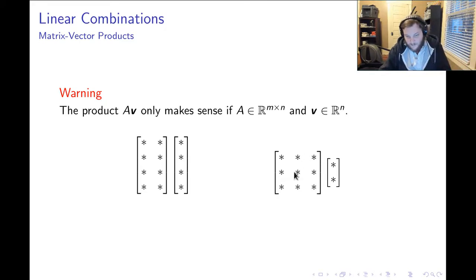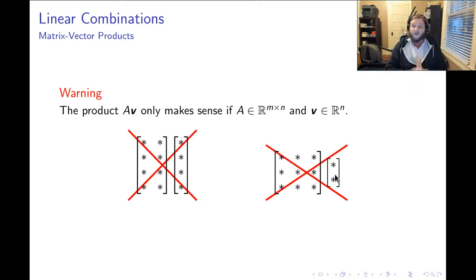Here the number of columns of the matrix is 3, and the number of coordinates inside of the vector we're attempting to multiply by is 2. Those numbers don't match, so we can't multiply them together. So neither one of these expressions makes sense, because the number of coordinates inside of the vector we're attempting to multiply by does not match the number of columns of the matrix that we're using.